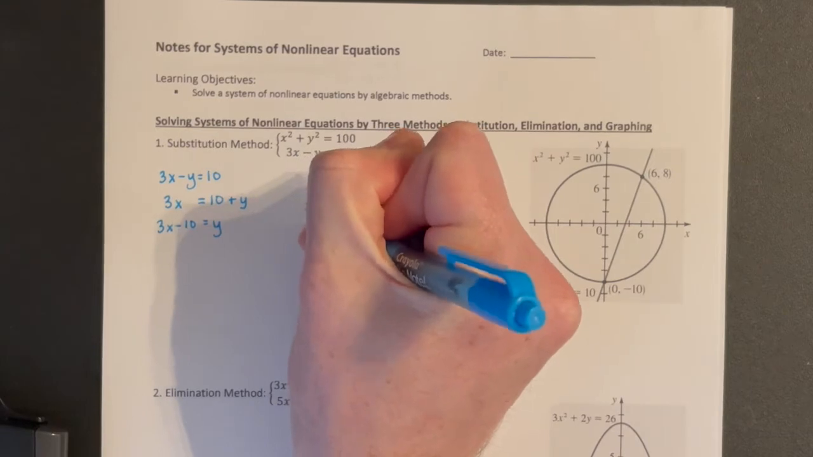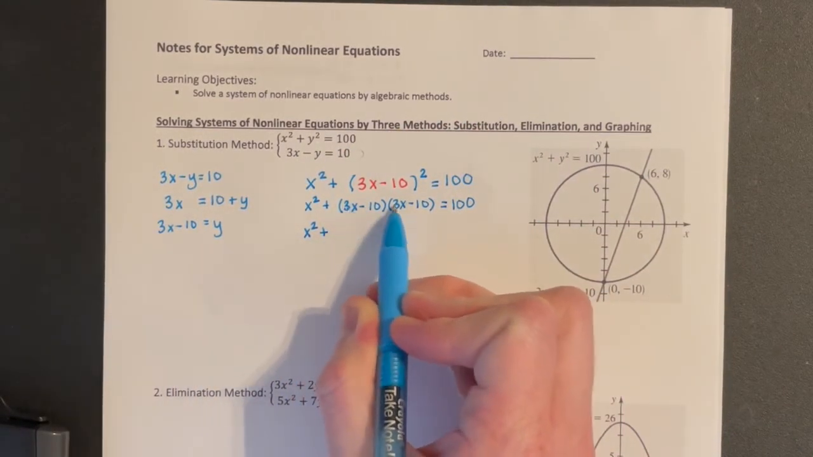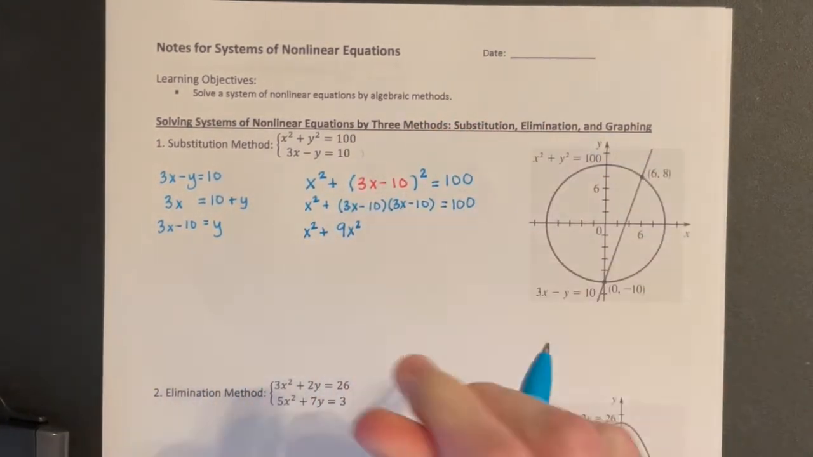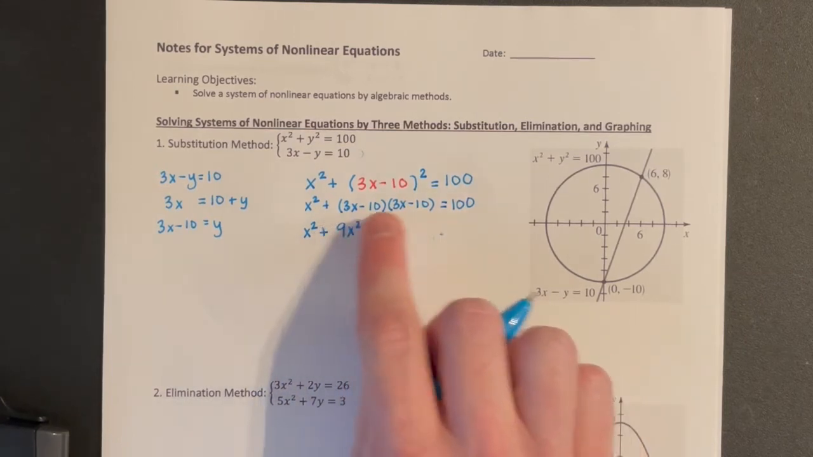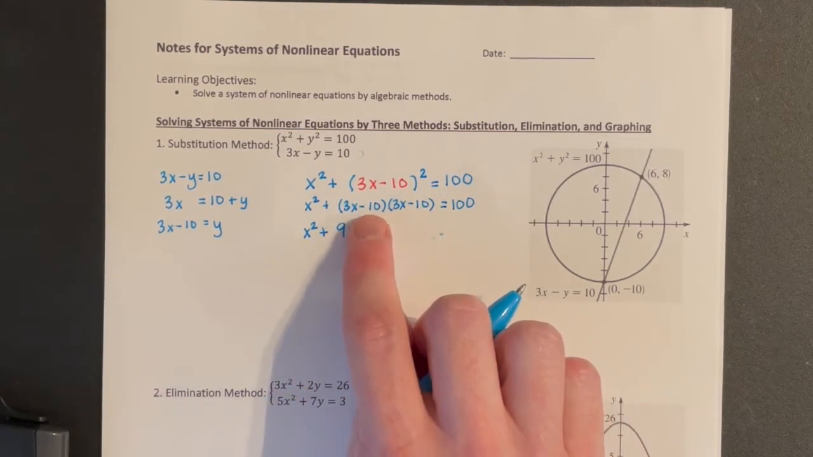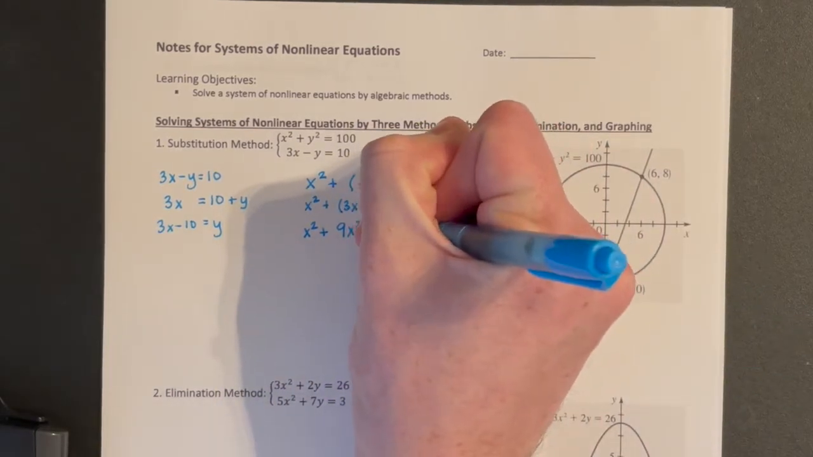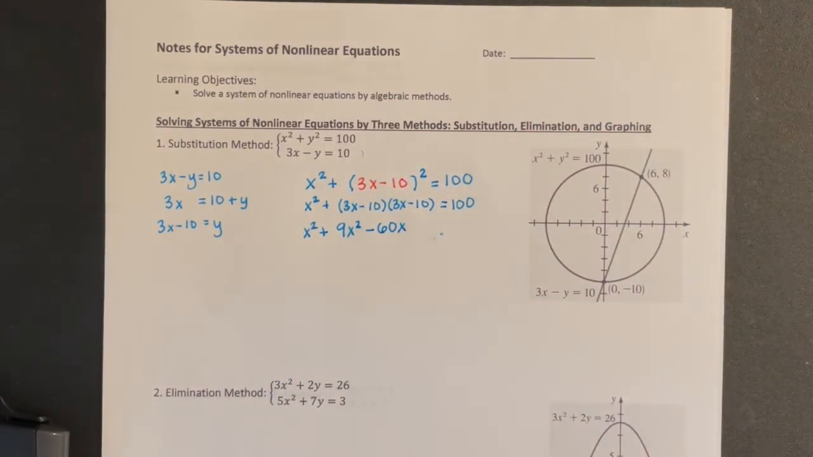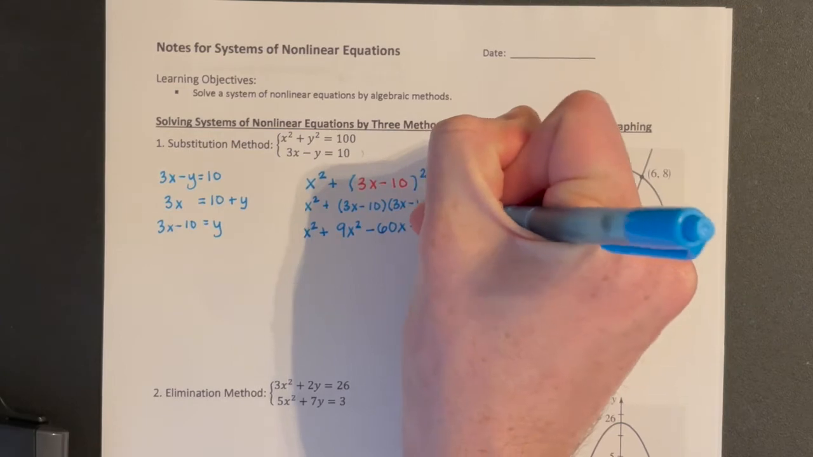So I have x squared plus, and then we just distribute this whole thing. So 3x times 3x is 9x squared. 3x times negative 10 is going to be a negative 30x. And then we do it again in the middle, so I get another negative 30x. Negative 30 and negative 30 is negative 60x. And then lastly, negative 10 times negative 10 is positive 100.